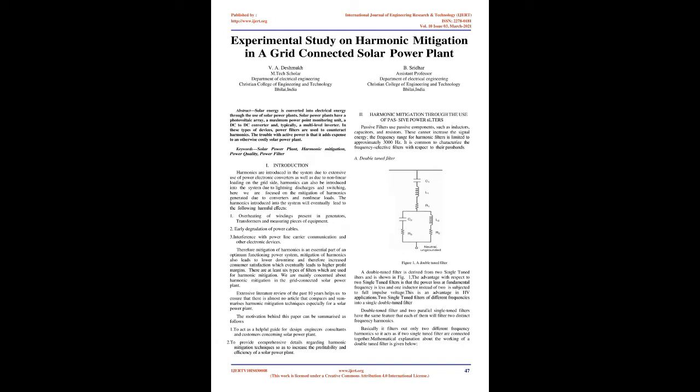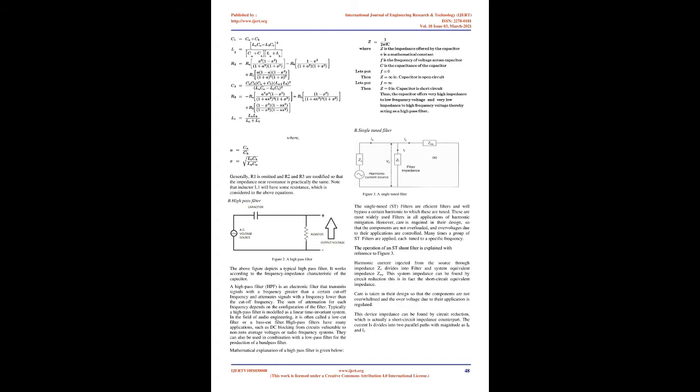Mitigation of harmonics also leads to lower downtime and therefore increased consumer satisfaction, which eventually leads to higher profit margins. There are at least 6 types of filters which are used for harmonic mitigation. We are mainly concerned about harmonic mitigation in the grid-connected solar power plant. An extensive literature review of the past 10 years helps us to ensure that there is almost no article that compares and summarizes harmonic mitigation techniques, especially for a solar power plant.